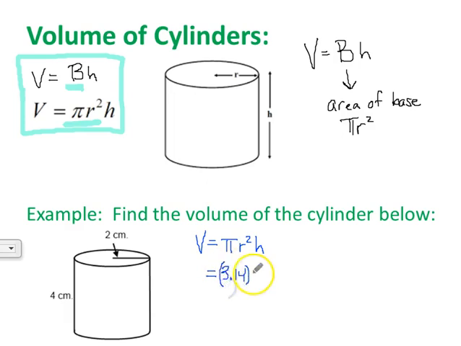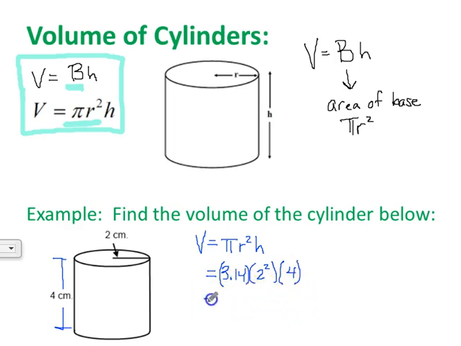And what's the radius of this cylinder? The radius is from the center of the circle base to the outside, so the radius will be 2. And we need to square that. And then we need to multiply it times the height. And remember, the height is the distance between the two bases, so that's going to be 4.